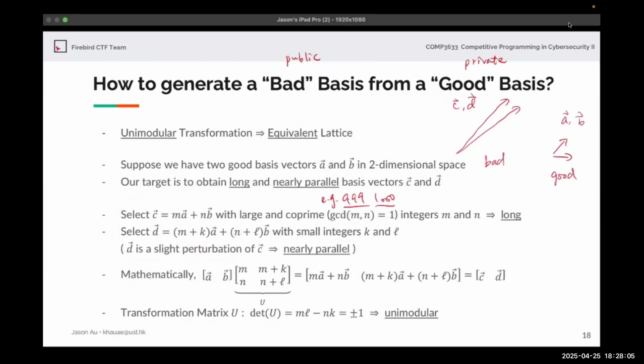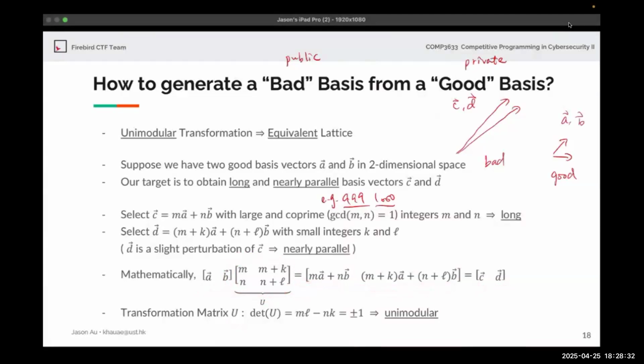Okay, so mathematically, we have vector A and vector B before, and then we have vector C and vector D after a process. This is done by a transformation, and the transformation matrix U is this one. We can do a proof by expanding this matrix to be this. So we will see that this is vector C, this is vector D. So this is actually what we want.